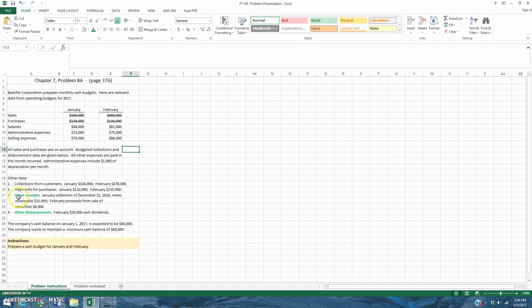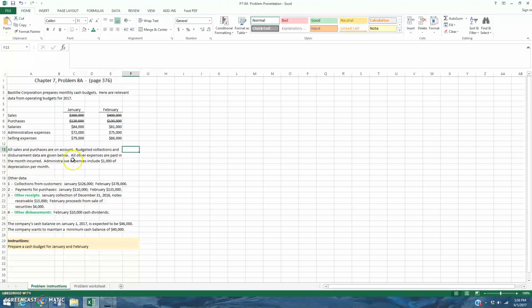Looking under other data, under the items 1 and 2, it gives us that the collections from customers for January and February are these amounts listed. Also, the payments for purchases are these amounts listed. So these 4 amounts are actually going to replace these 4 amounts, because this is what was actually collected in cash from the customer, and this is actually what was paid in cash for purchases. And so these are the numbers that we need for the cash budget report. These numbers would be for other reports. So it's good that we understand that.